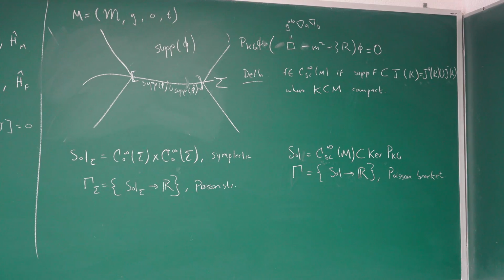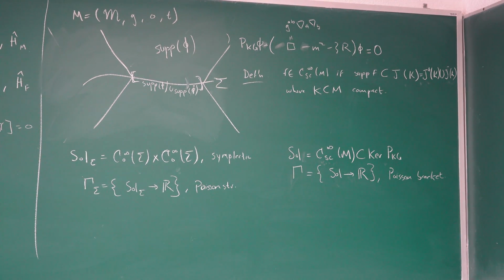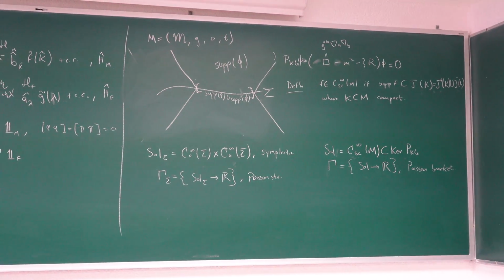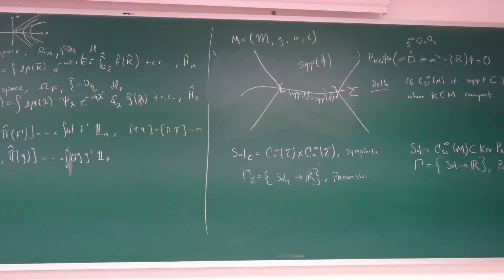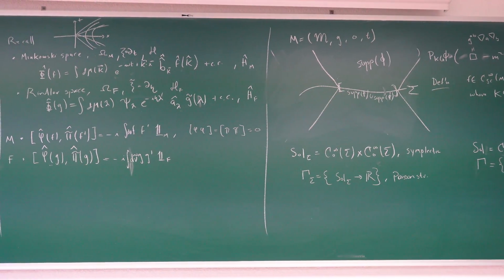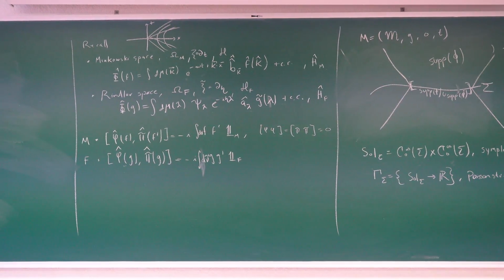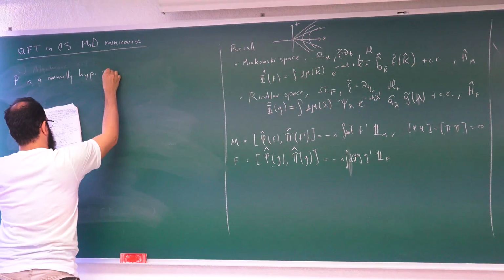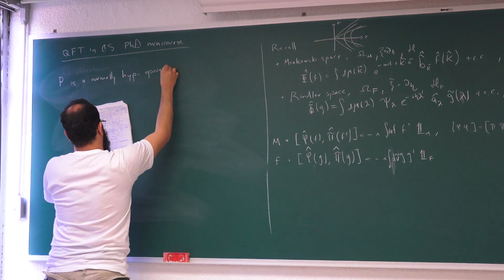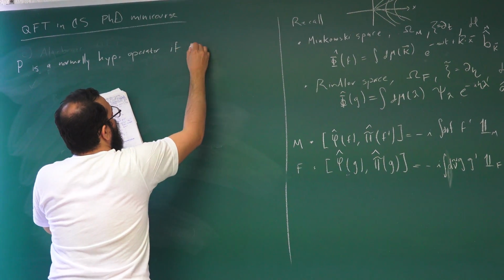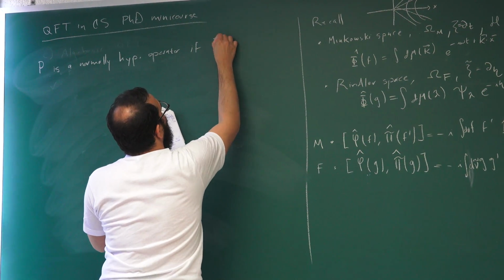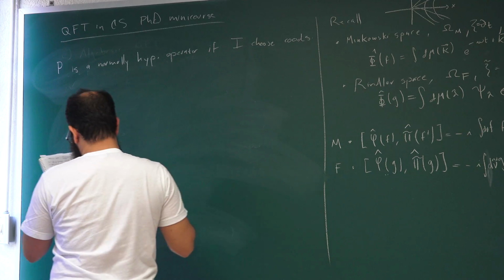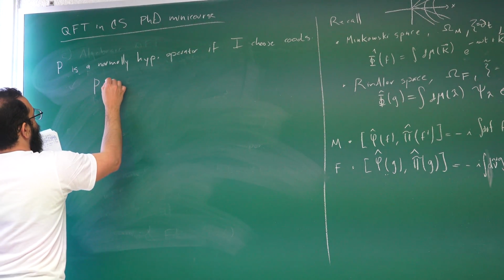Right. To do that, let me introduce the notion of a normally hyperbolic operator. Okay, so we call P, and I'm going to give a non-definition. I'm going to give something that is not the definition but captures the idea of the definition. So P is a normally hyperbolic operator if I choose local coordinates. Okay, if I choose some coordinates such that P looks like this.